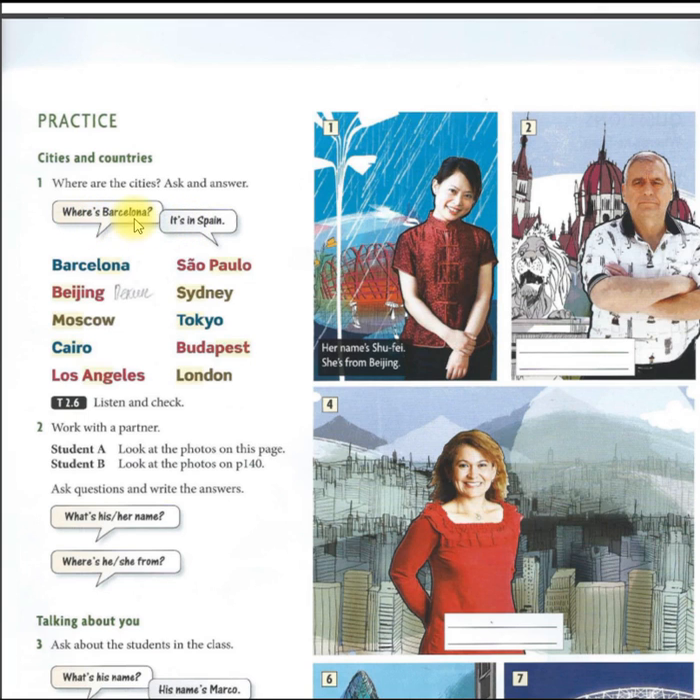Where is Barcelona? أول وحدة. It's in Spain. يعني هو نعطيكم اسم المحافظة نقدر نسميه أو المدينة وأنتوا لازم تطلعون أنه هي تابعة لأي بلد.